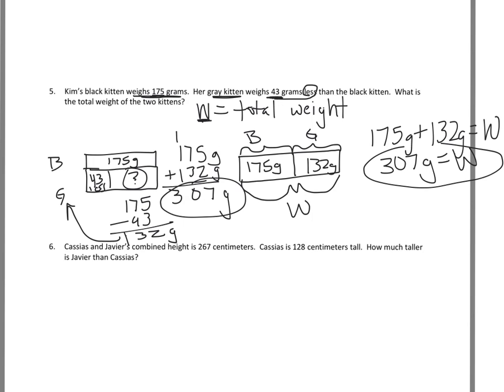So that's good for my calculation, but now I want to finish with my answer statement. And there it is. The 2 kittens weigh 307 grams.